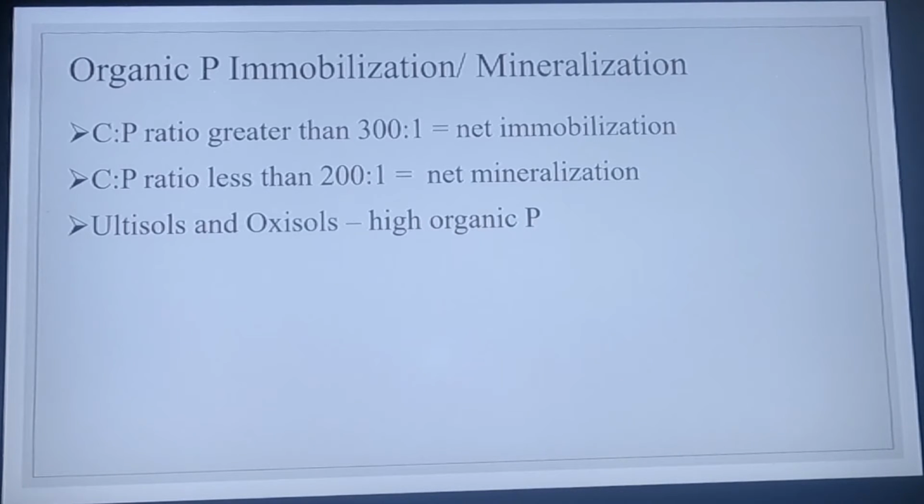Do y'all remember for carbon to nitrogen what the ideal microbial diet was? 24 to 1. And so in nitrogen, if we get below 20 to 1, we would have a net mineralization or immobilization. Below 20 to 1, mineralization, because now there's more nitrogen in that, or there's less carbon, but the ratio is higher.